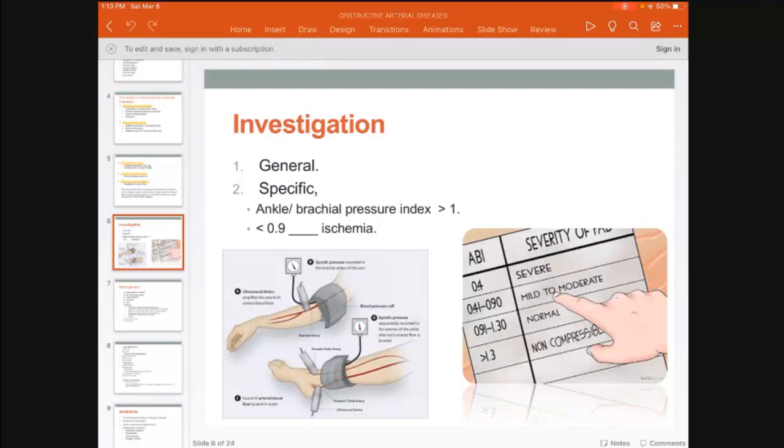To know the severity, the most important thing to complete your examination is the ankle brachial pressure. How do we do it, as we see in the diagram below: we put a sphygmomanometer on the brachial artery, and also on the ankle joint, to measure the arterial pressure on both sides. We have a ratio, and it should be more than 0.9.